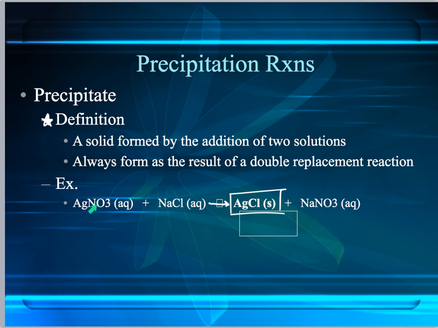So my example here, AgNO3 aqueous, so aqueous silver nitrate, plus aqueous sodium chloride. We get aqueous sodium nitrate over here and solid silver chloride right here. This is your precipitate. Now, you may be wondering, how did I know that this was a solid and this was aqueous? Those are the rules that we're going to get to in a few minutes. But the solid is the precipitate, so that's what I need you to be able to identify.